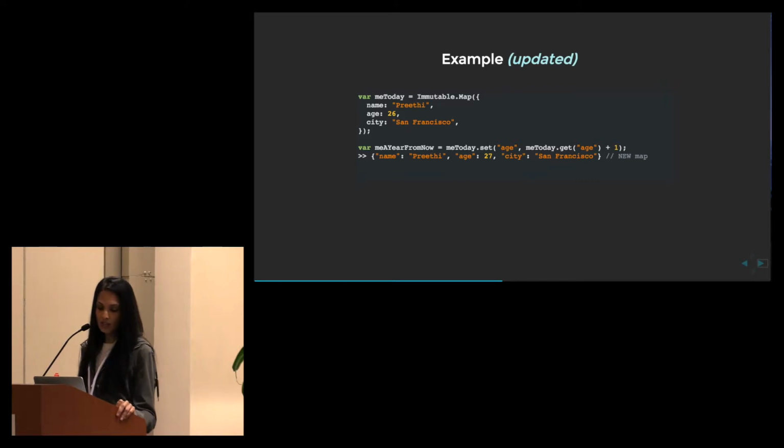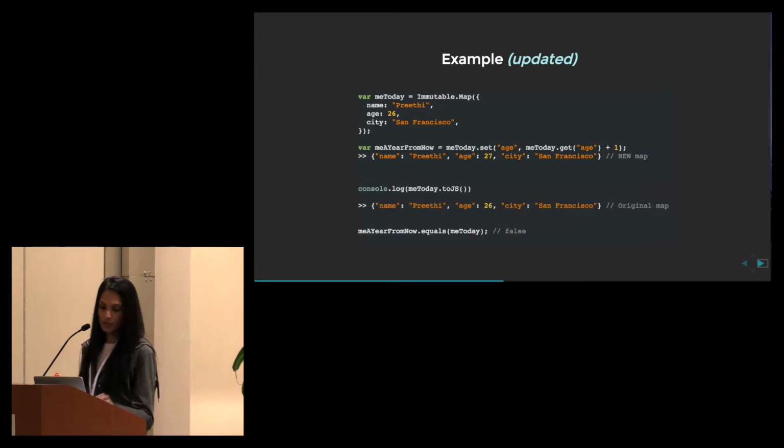Now, if I want to update my age a year from now, I'll set a new object and point my reference to that new object. This time my age will be me_today.getAge plus 1. This is just how you update maps in Immutable.js. Every time you change an age, Immutable.js creates a new object. It'll never mutate your original one. So even if you log your original one, you'll see that it's intact.